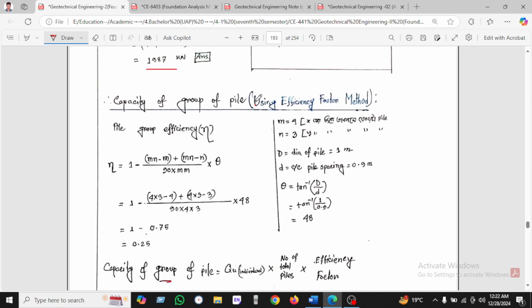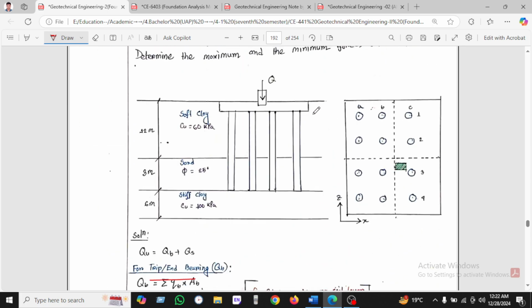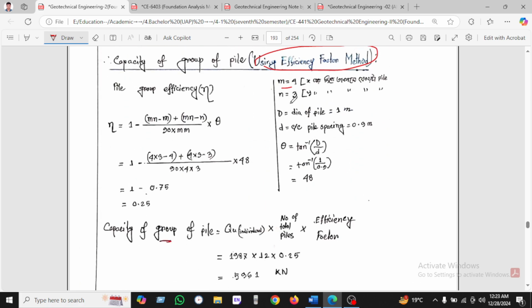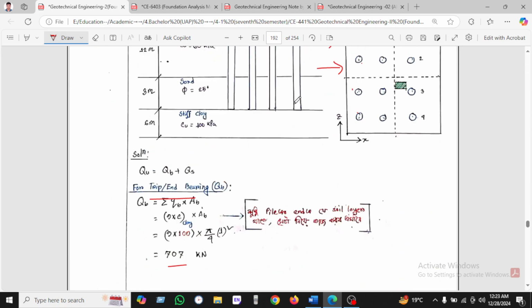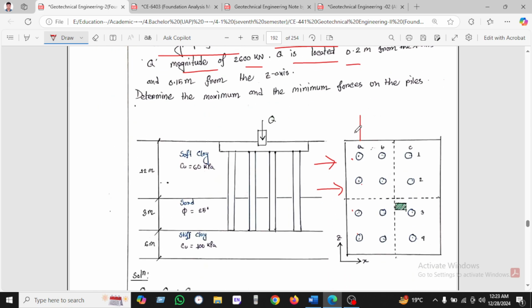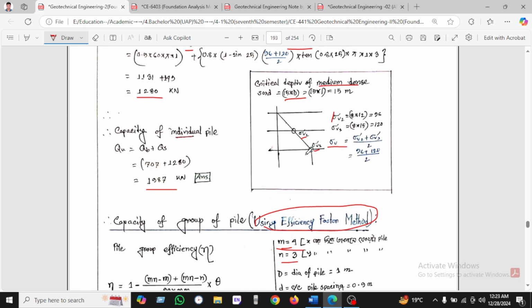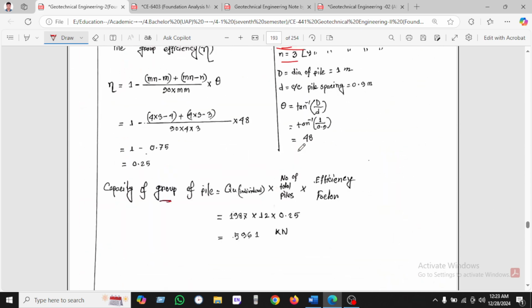Now we'll use the efficiency method. We know m equal to 4, because when we look horizontally in the x direction we find 1, 2, 3, 4. That's why we will use 4. When we look in the column direction, vertically or in the y direction, we see only 3 piles. That's why we will use n equal to 3.